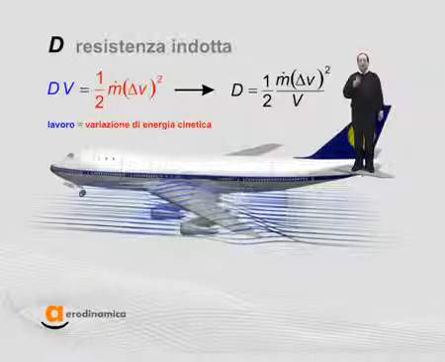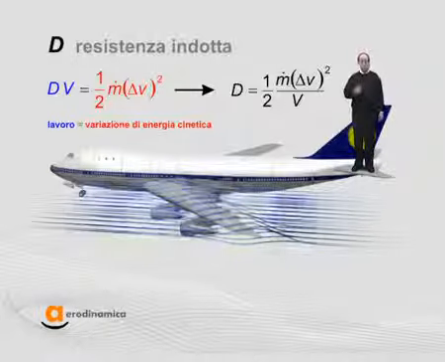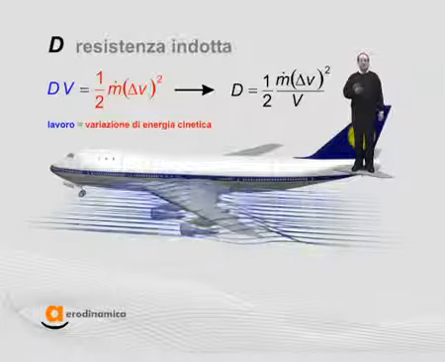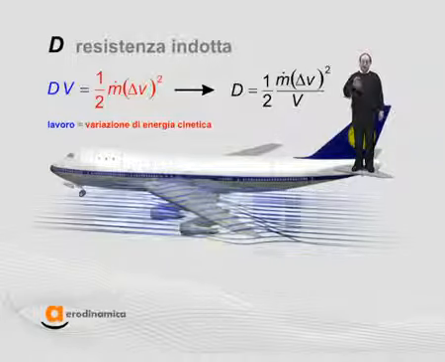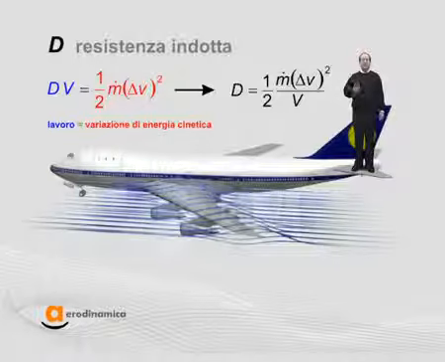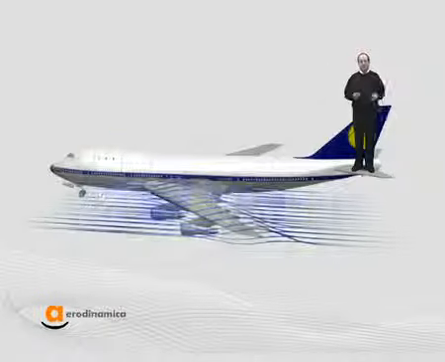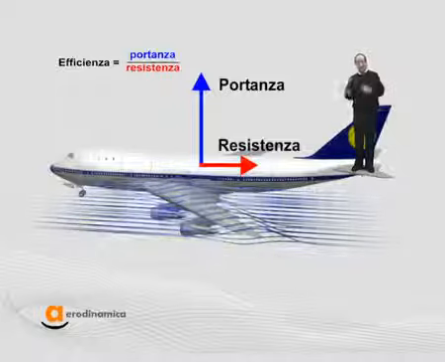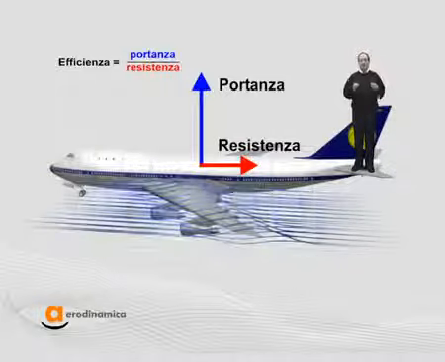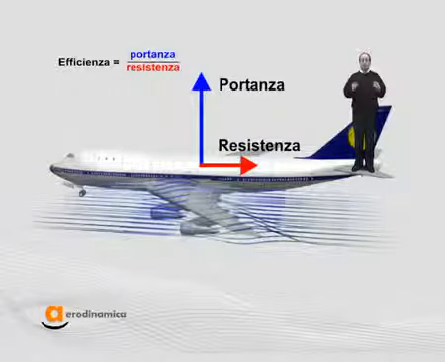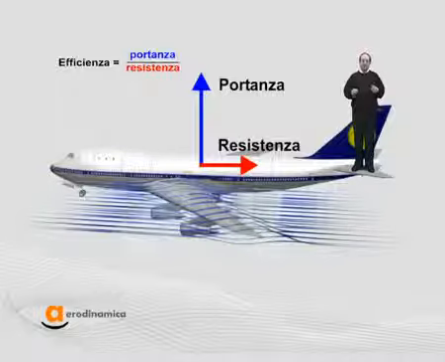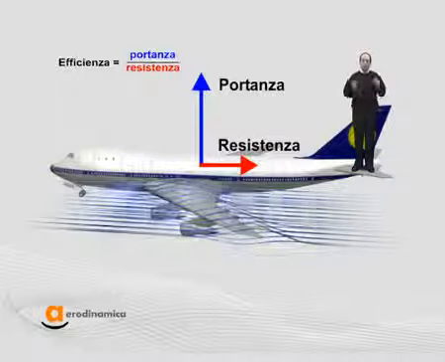This type of drag is added to the friction drag that every object is subjected to when immersed in a fluid. It gives indication of the pushing force we need to give to the airplane to obtain the lift. The ratio between lift and drag is called aerodynamic efficiency. The higher is the efficiency, the lesser will be the energy necessary to keep it flying. As a consequence, less fuel is needed.